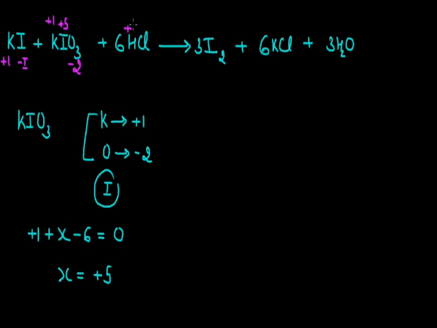In hydrogen chloride, hydrogen has the charge +1 and chlorine has the oxidation state -1. In iodine, it has 0 oxidation state. In potassium chloride, potassium is +1, chlorine is -1, hydrogen has +1 and oxygen has -2 charge. Now if I go to the observation of these changes, potassium is +1 and it's +1 on the product side also. Iodine's value is going to change from -1 to 0.